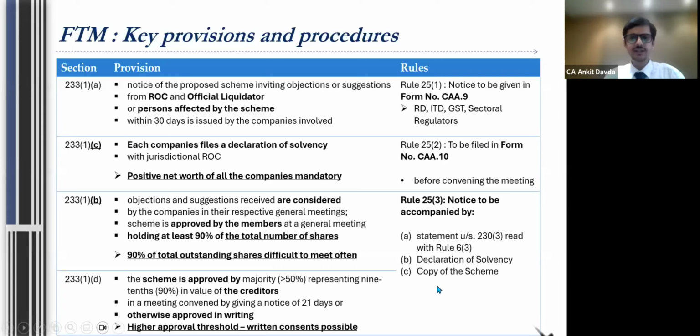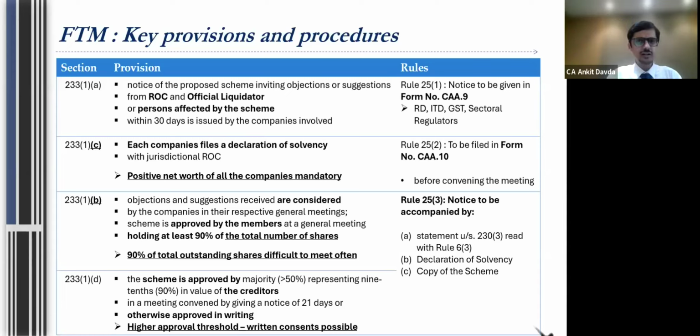And Rule 25(3) says that the notice which will be issued to these members and creditors should have this, a, b, c. So section 233 covers very detailed requirements, like what all contents should be there in a notice of meeting, read with Rule 6(3) for normal mergers and amalgamations under section 232. There is a cross reference under Rule 25(3) that such notice should also have the contents or statement as specified under section 230(3) read with Rule 6(3) of the CAA Rules. Also the declaration of solvency which companies would have adopted under sub-clause (c), and a copy of the scheme.